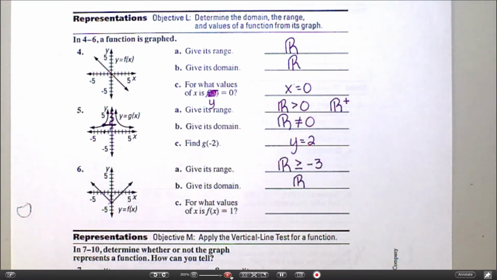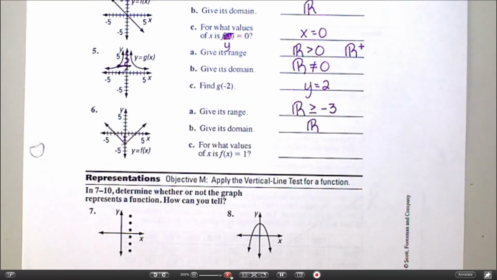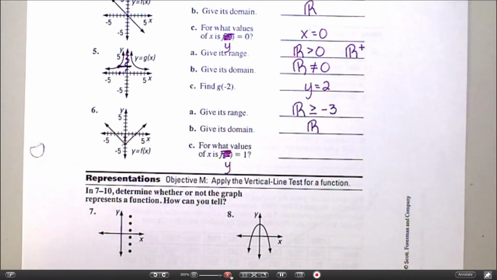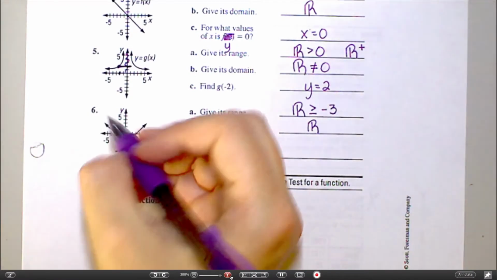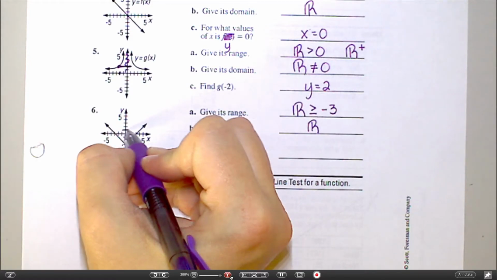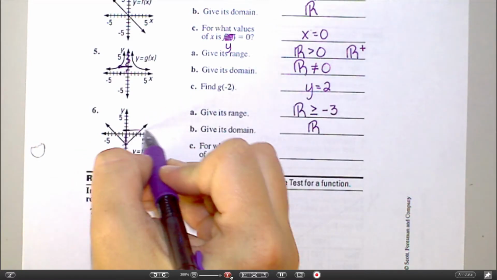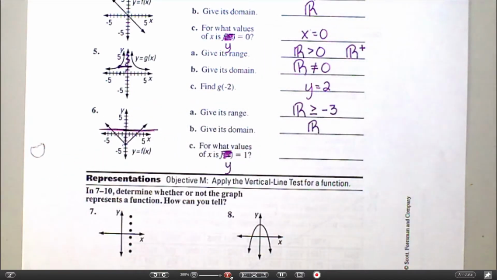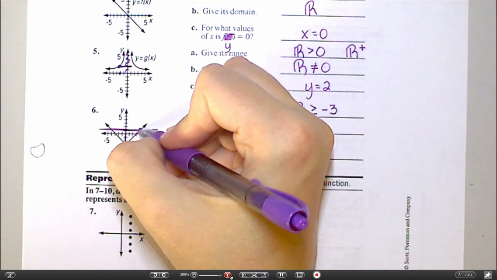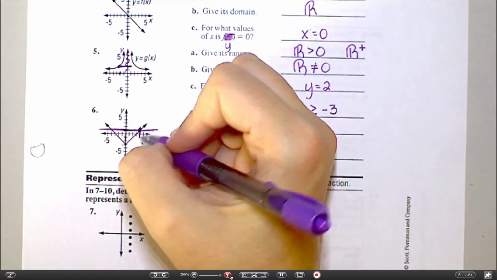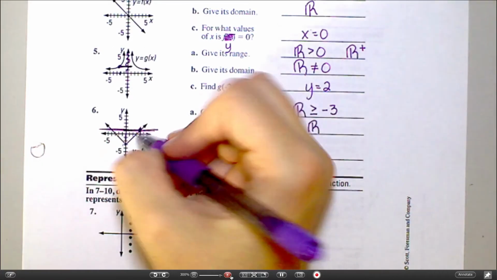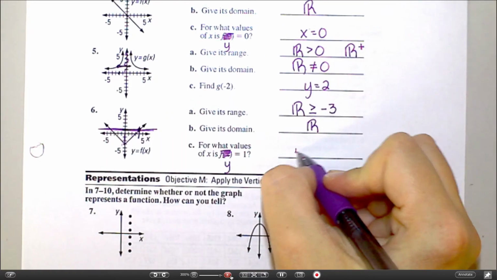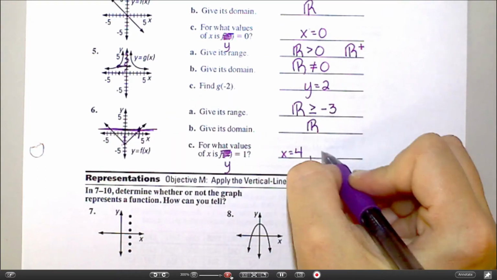And then for what values of x is f of x equal to 1? Well, remember we can say f of x, really that's like y equals. So when does y equal 1? This one's a little trickier. Here's where y is equal to 1, right? But it's equal to 1 all the way across here. This is all y equals 1. Curtis, can you say what you said again? 4 and negative 4. Negative 4, yeah, this one happens twice. Good job, Curtis. So it's equal to 1 at 4, and it's equal to 1 at negative 4.